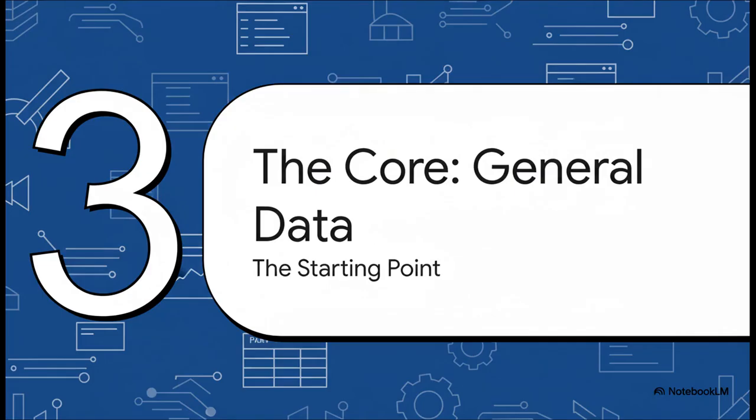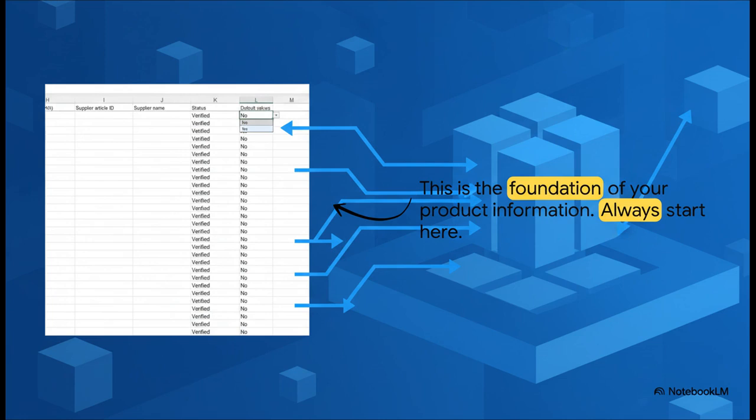Now for the fun part. Let's actually look at the template, and we're going to start with the most important tab of all, the core product general data. Every single product you work with, whether it's brand new or you're just updating it, starts right here in this tab. This is the absolute foundation. Any new product has to be added here first, and some nifty formulas will automatically pull its ID and name into all the other tabs for you.